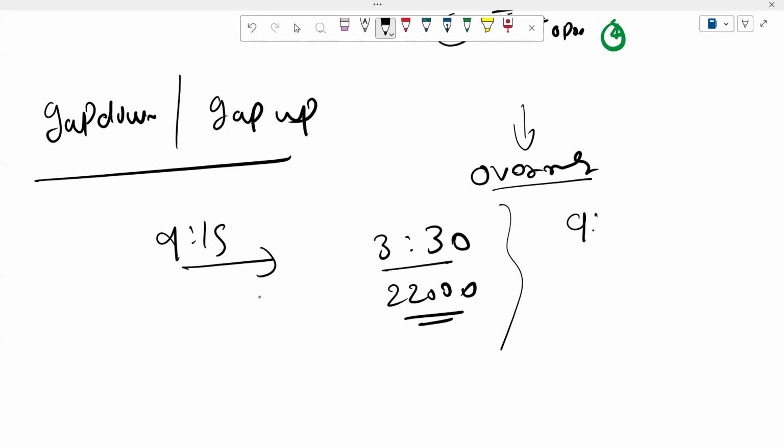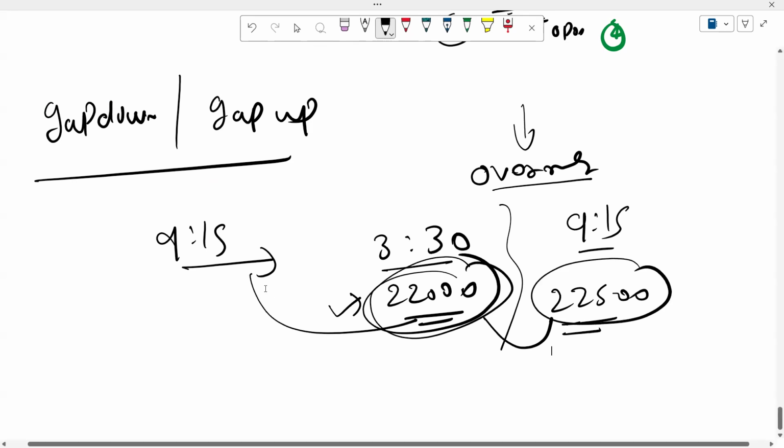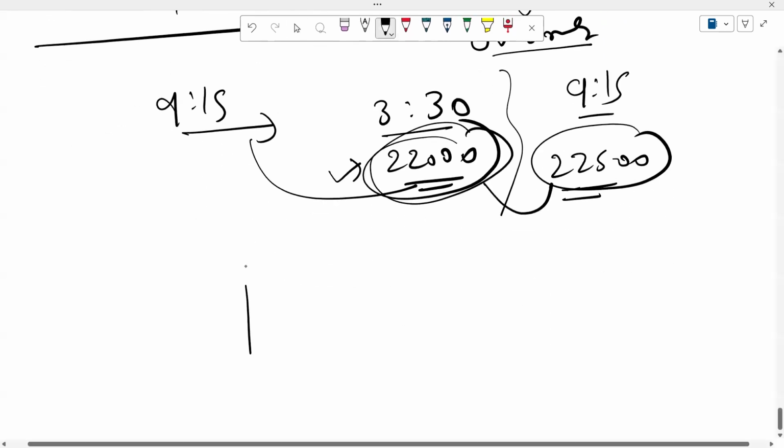So the next day you wake up and you see that the closing and opening are different. The close was 22,000, and the market opens at 22,500. So this is a gap up opening. On the previous day the market closed at 22,000, and next day you open at 22,500. So this is a gap up opening. If I plot it here, market open, close, and next day you see this kind of gap up in the market.